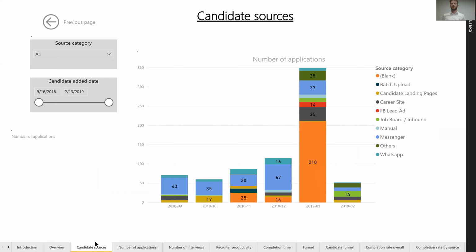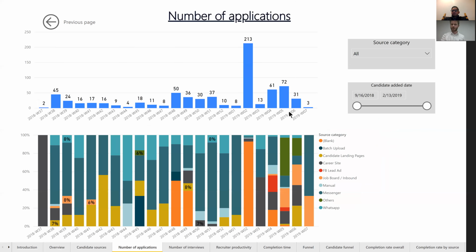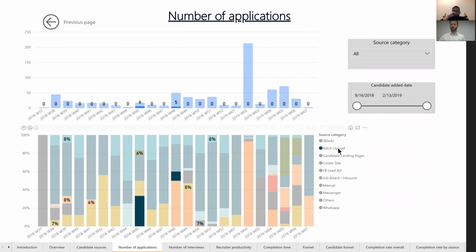The next two pages are talking about the candidate sources. So meaning, where do candidates actually come from? So for example, how many are coming through Facebook Messenger, and when are they coming in, and which month are they coming in? It's very similar to the next page. It's also talking about the volume of applications, basically, and source categories. So for example, how many are uploaded through a CSV file, which is a batch upload? How many are coming in through Facebook lead ads, and so on.